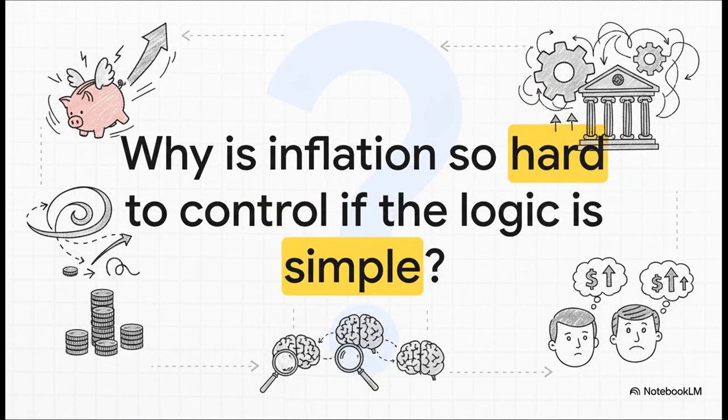Which leaves us with one final and really important question. If the basic math is this straightforward, why is controlling inflation so incredibly difficult in the real world? And I think the answer reminds us that while the equation itself is neat and tidy, the human behavior that drives V and T, our confidence, our fear, our choices, is anything but. And that right there is the puzzle that keeps economists up at night.